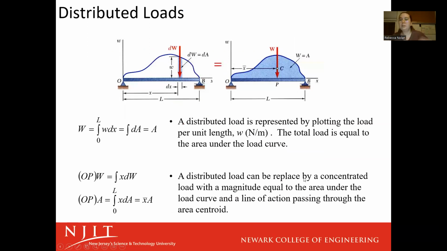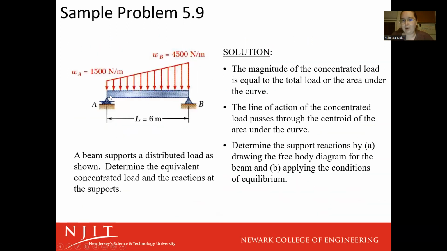Like I said, though, most of the time we're going to be working with distribution shapes that we have easy centroid formulas for, right? So in this case, we have this beam that is between a roller and a pin joint. A is the roller, B is the pin joint.